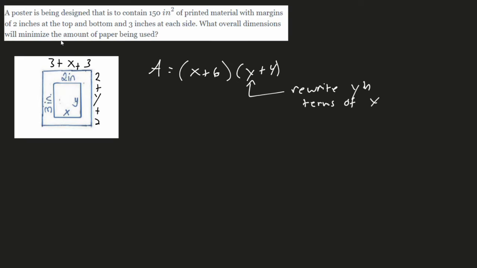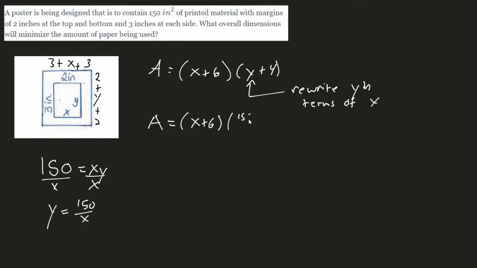Well, we take note that they tell us the printed region, the XY region, X times Y is equal to 150 square inches. XY equals 150. So I'm going to push X to the other side, and I get Y equals 150 over X. From here, I go ahead and substitute that value in for Y, and I get X plus 6 times 150 over X plus 4.